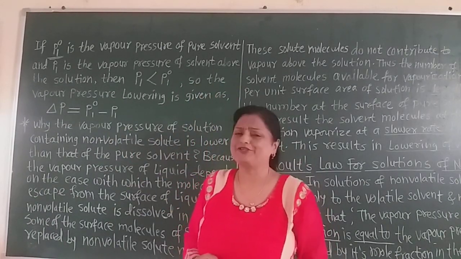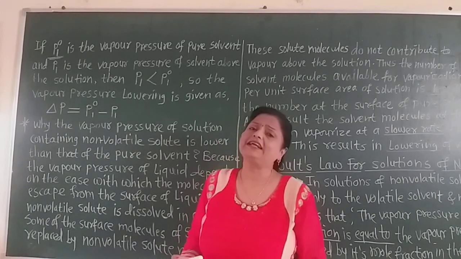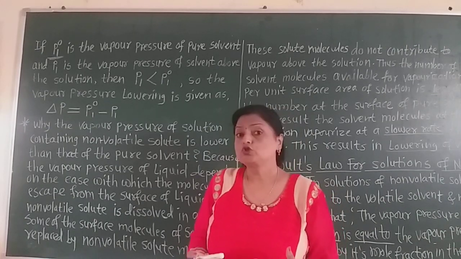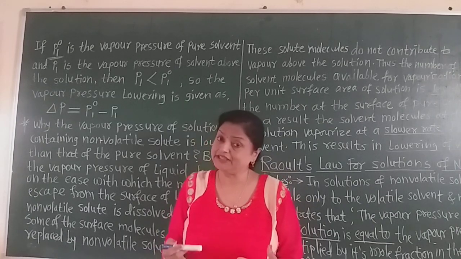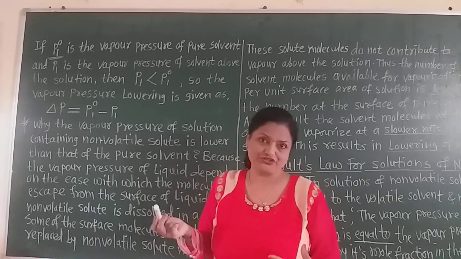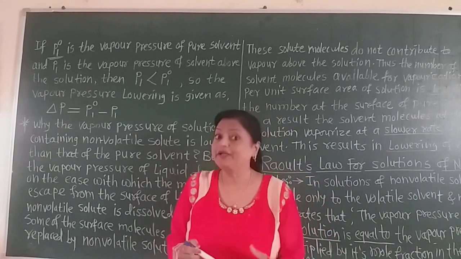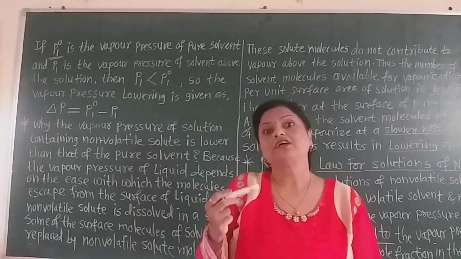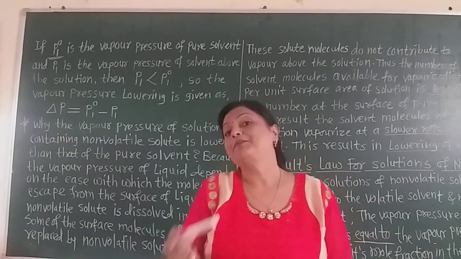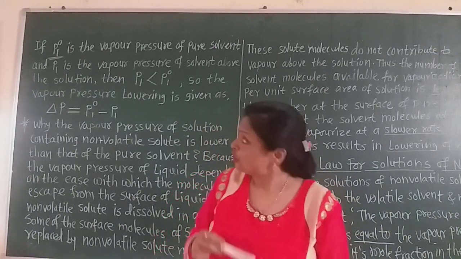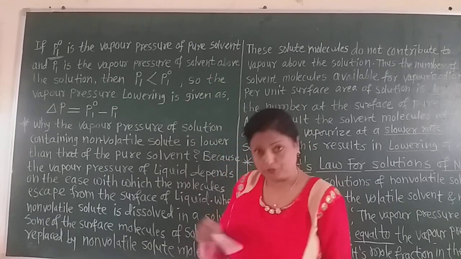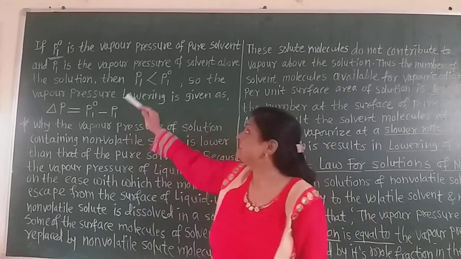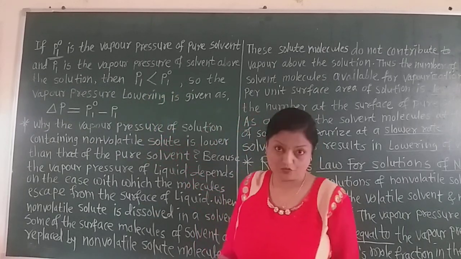That means it is the vapor pressure of the solution, but as the non-volatile solute does not go into the vapor state, the vapor pressure of the solution is nothing but the vapor pressure of the solvent over that solution. But due to the interference of the solute particles on the surface, very few solvent molecules vaporize, and therefore the vapor pressure of the solution is always low. So if P01 is the vapor pressure of the pure solvent and P1 is the vapor pressure of the solvent over the solution, then P1 is always less than P01.